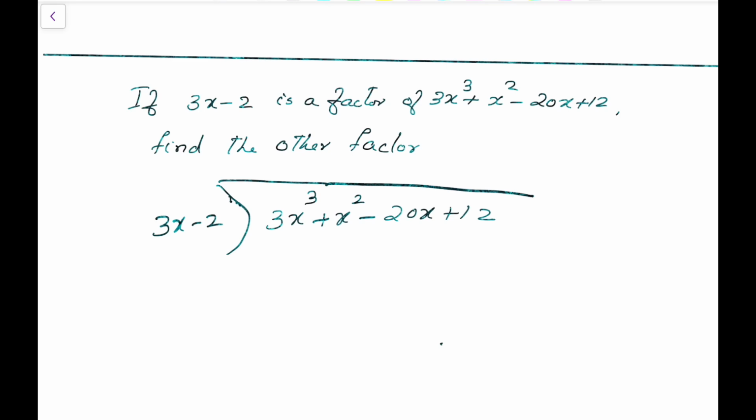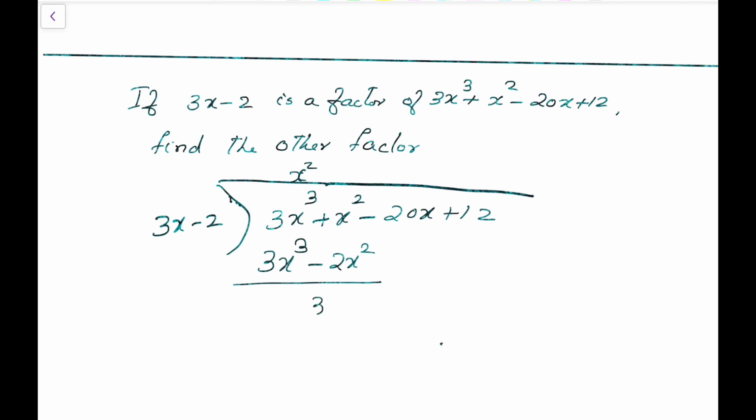So, now 3x into, you remember how I did it, you can write it on the side. Now, I am not going to write it; if you are getting confused, then you can write it on the side and continue. So, 3x into x squared, you will get 3x cube. So, 3x cube minus 2x squared.